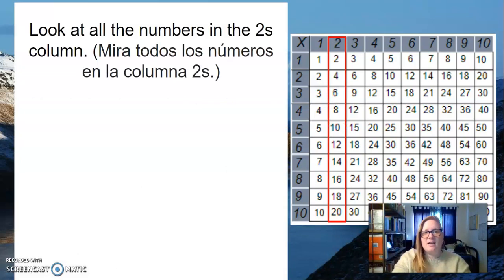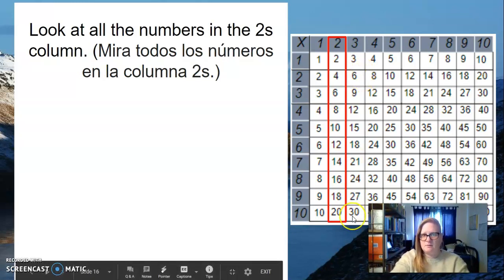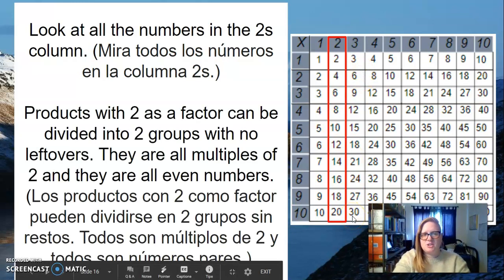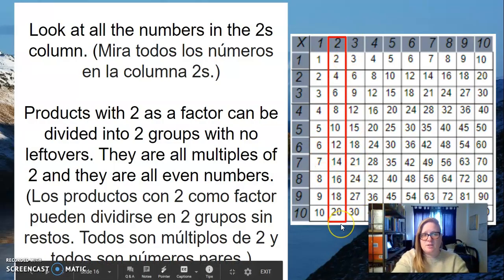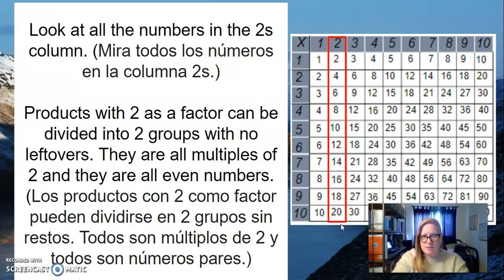All right, look at all the numbers in the 2's column. Okay, take a look. Products with 2 as a factor can be divided into 2 groups with no leftovers. All of these can be put into 2 groups with no leftovers. They are all multiples of 2, and they are all even numbers.